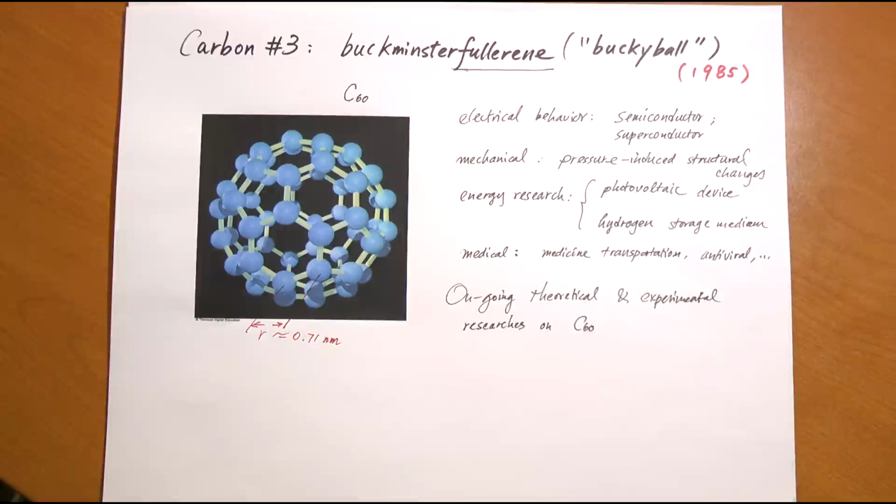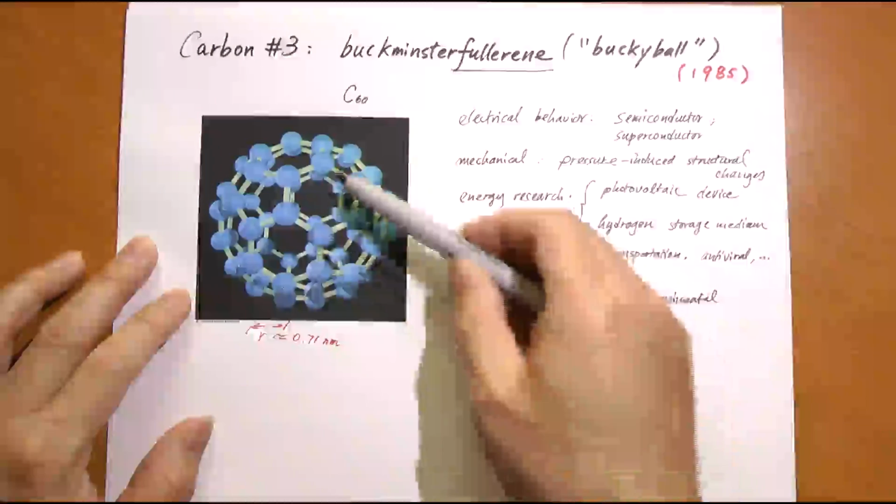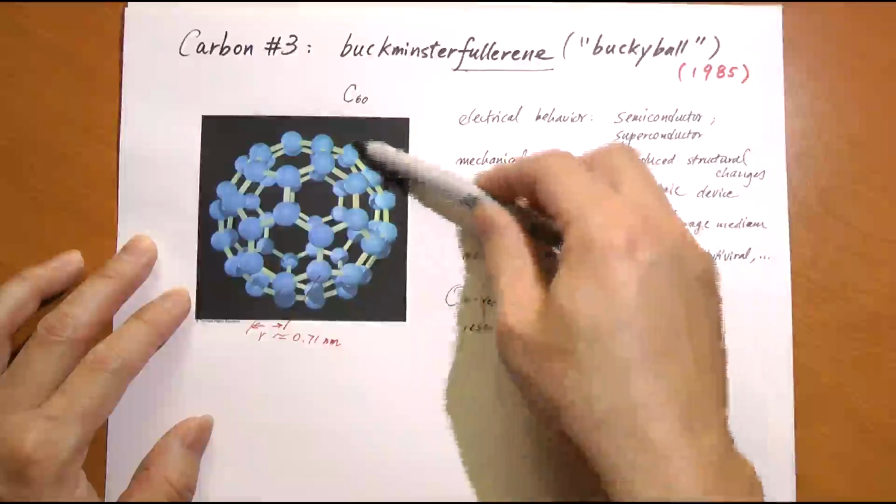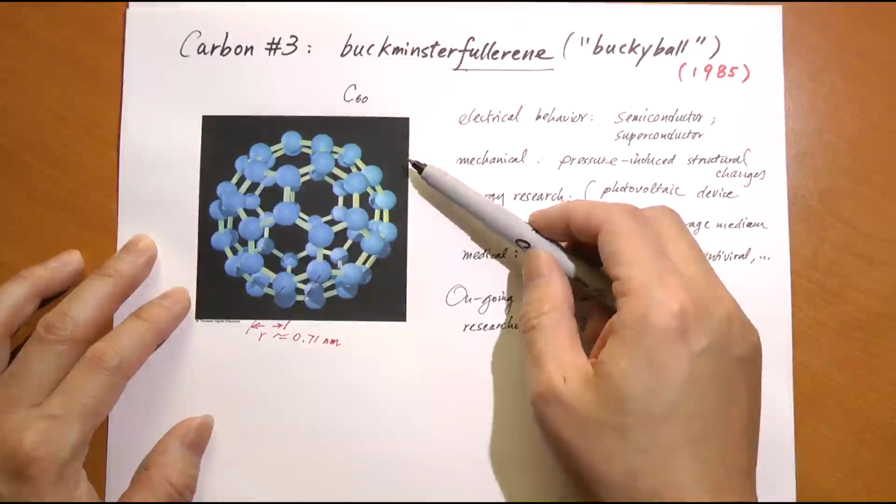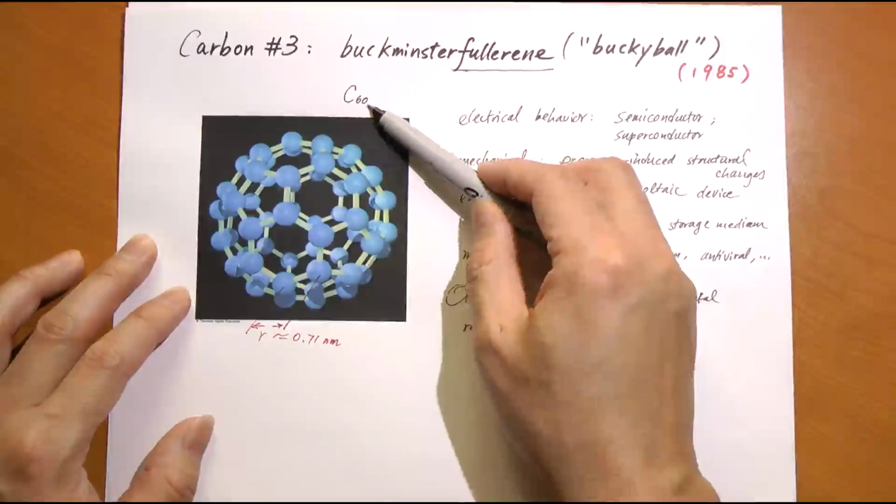There are different types of fullerenes. The buckyball is a spherical fullerene in which you have basically a ball of carbon atoms. How many carbon atoms are there on the surface of this ball? 60. We call it C60.